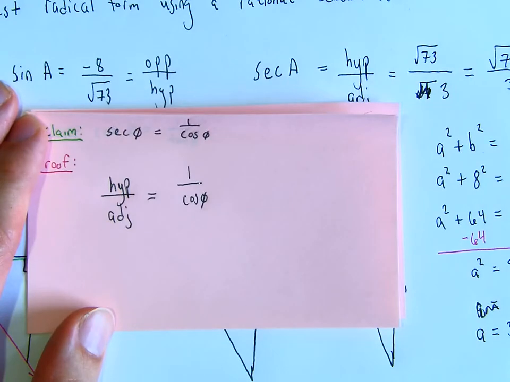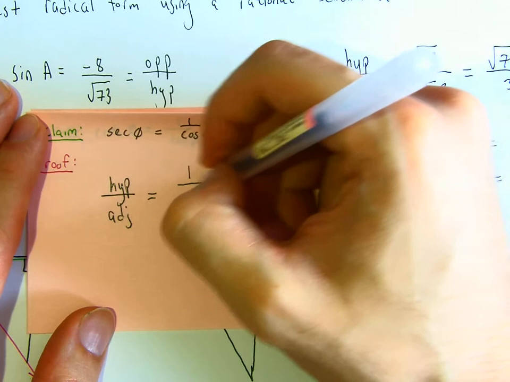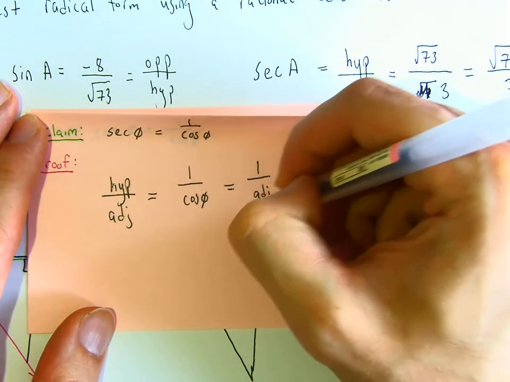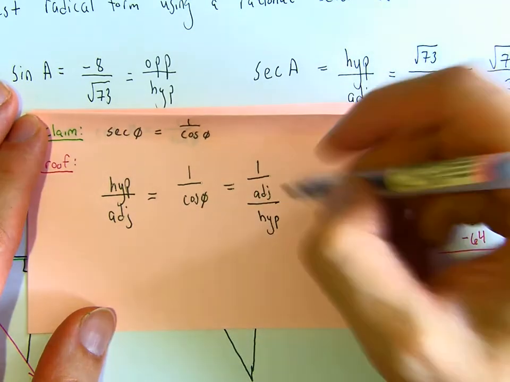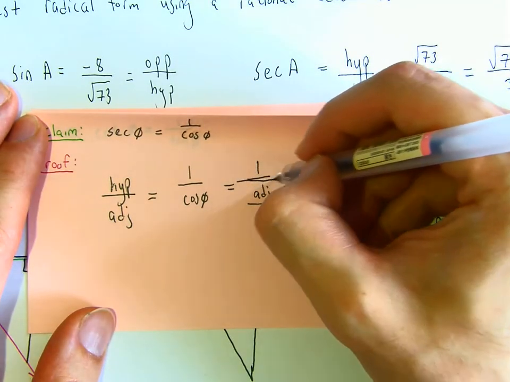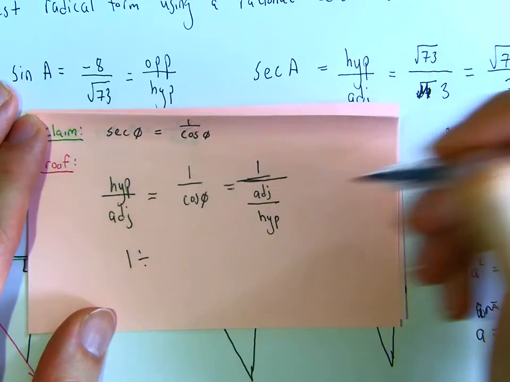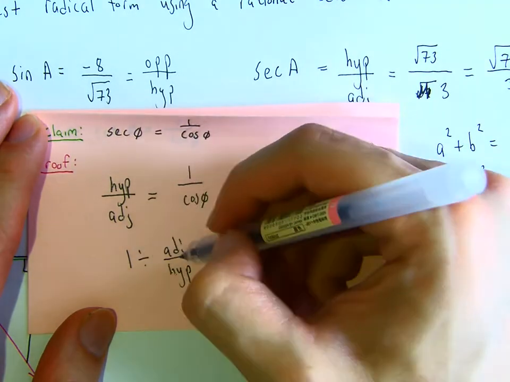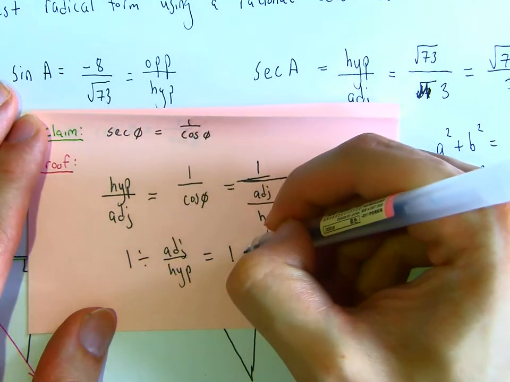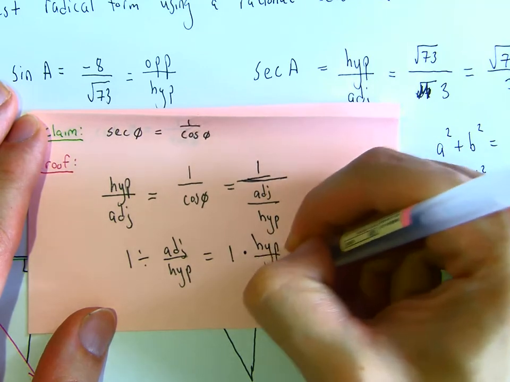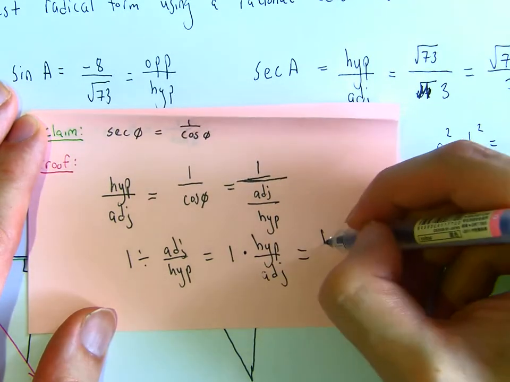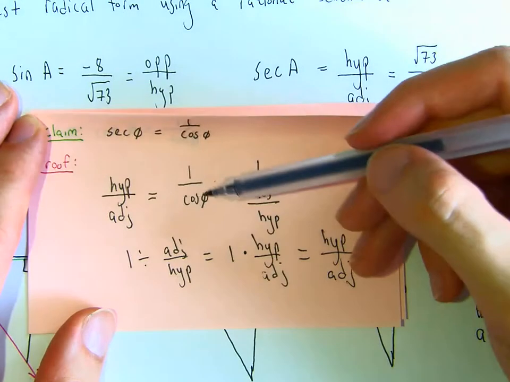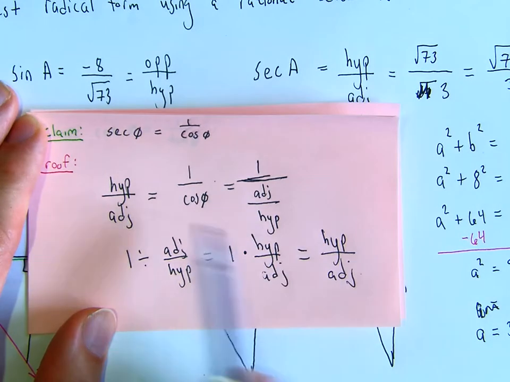But now, what do we know about cosine theta? This is adjacent over hypotenuse, because that's what cosine of theta is. So notice here we have 1 divided by adjacent over hypotenuse. But then what is this equal to? We have to do keep, change, flip. So keep, change, and then we flip it: 1 over hypotenuse over adjacent. And notice, what do we get at the end? We just get hypotenuse over adjacent. And that's what we wanted. We wanted to show that 1 over cosine theta would give us this, and notice that this matches.